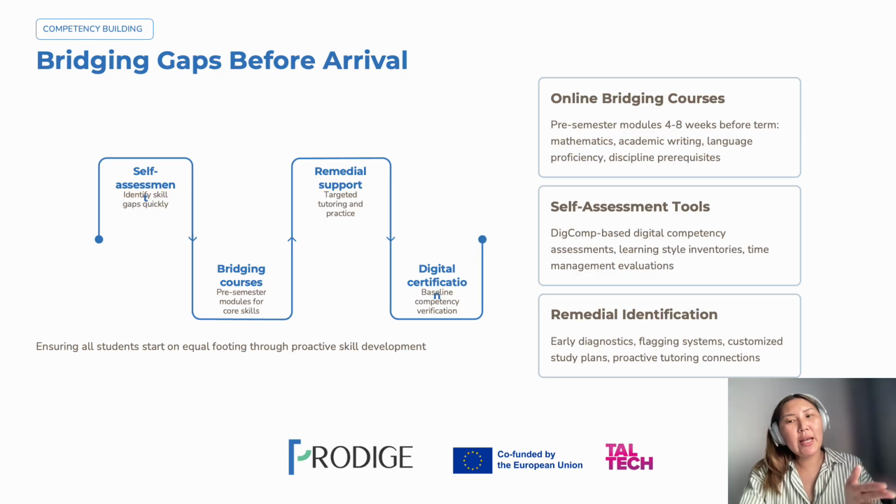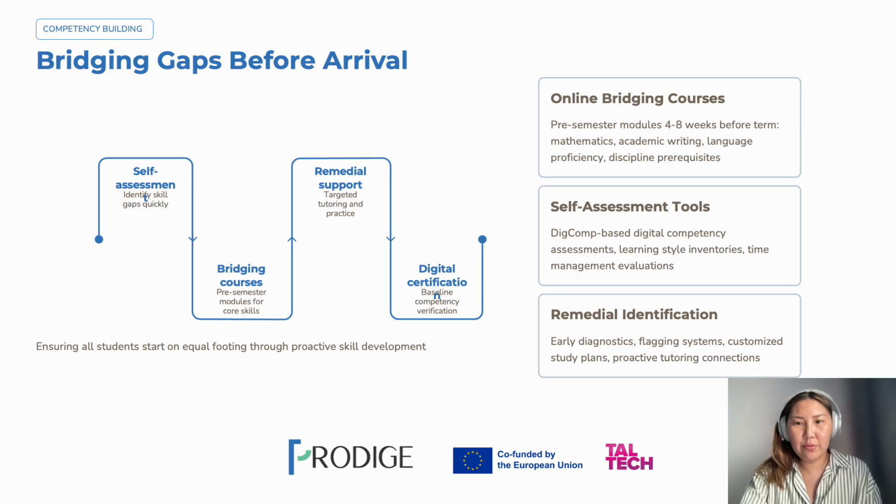They can help students identify their own skill gaps. You can, for example, use competency-based digital competency assessments. Also, some type of learning style inventories to identify for the students, first of all, what type of learner they are, and time management evaluations, so students can see for themselves where they might need support. And last is remedial identification.